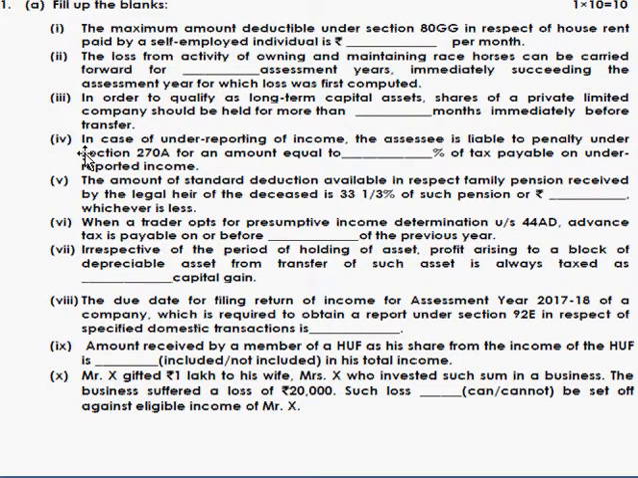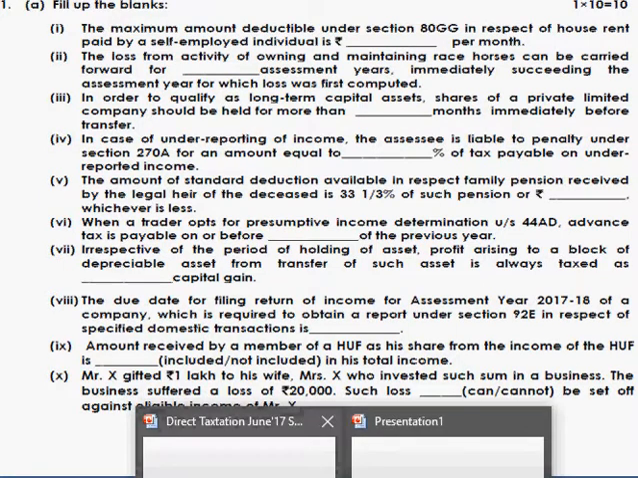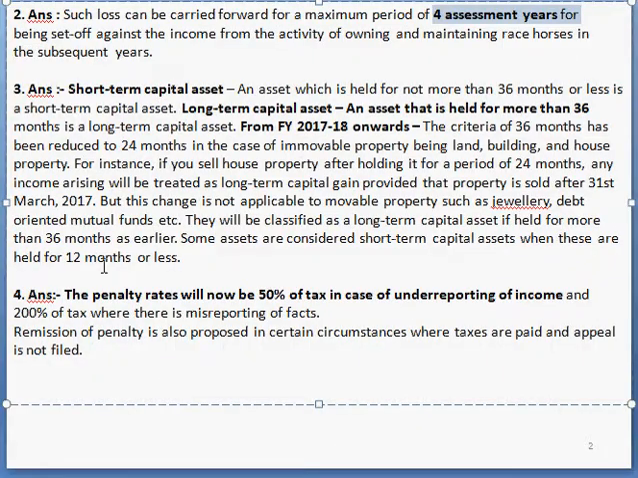Okay. And let's talk about this: in case of under-reporting of income, the assessee is liable to penalty under section 270A for an amount equal to how many percent of tax payable on the under-reported income? Suppose some person is misguided; there will be two options, and I'll suggest you discuss both cases, misreporting or under-reporting. Whatever he should have paid, he under-reported only. The penalty rate will be 50% of tax on under-reporting of income.